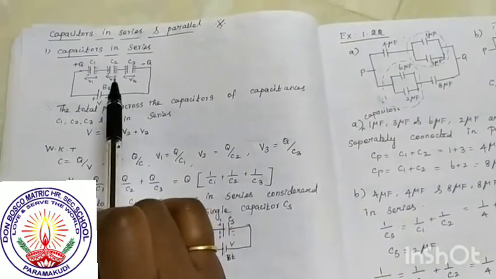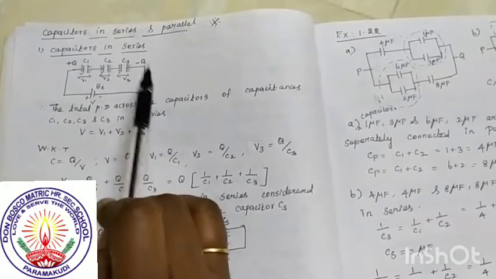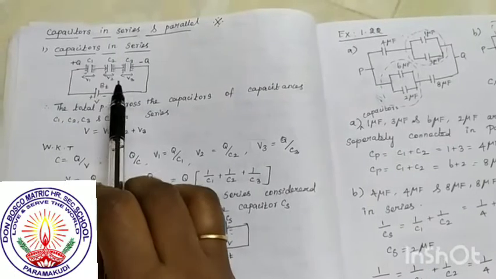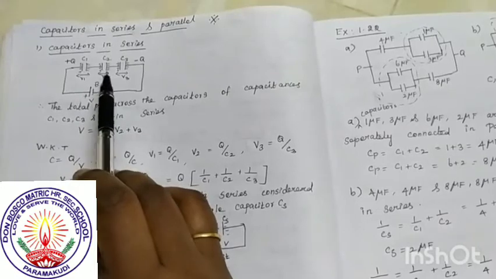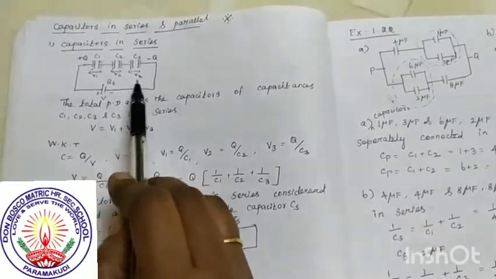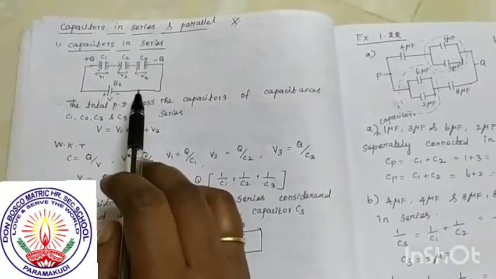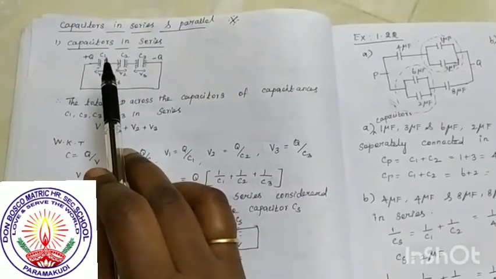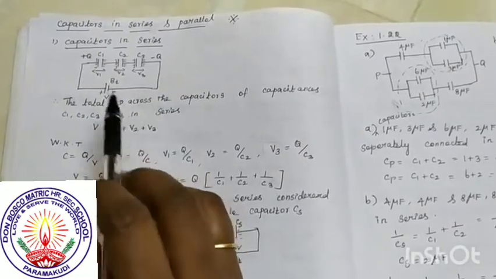So the capacitance of the capacitors is different. So the capacitors are different but the charge is the same. So this is the important term. The capacitors are different, and the voltages are denoted V1, V2, V3. So in this series connection we have to know first that the capacitance of the capacitors is different and the amount of charge is the same.